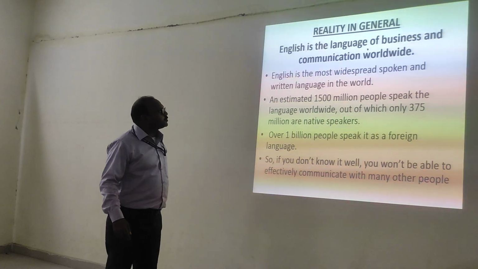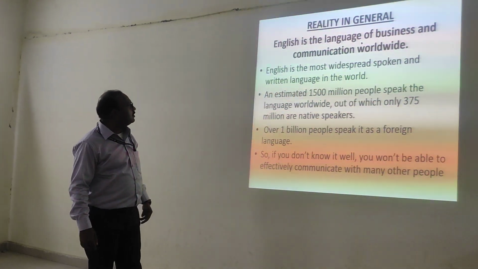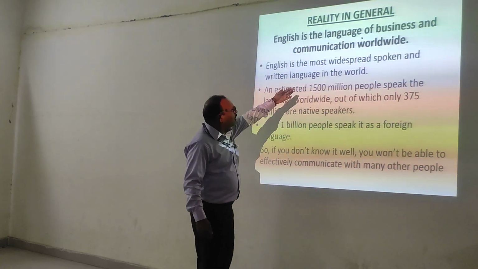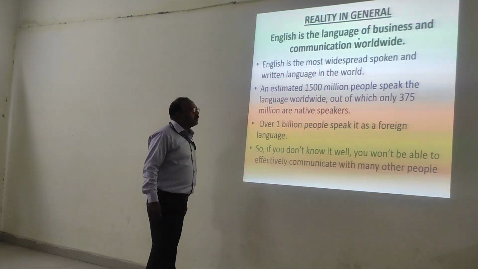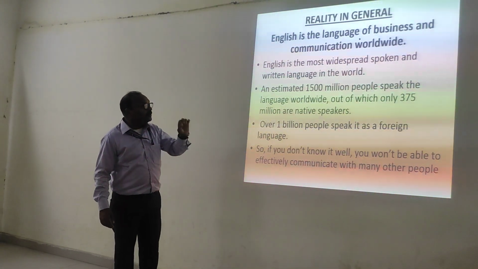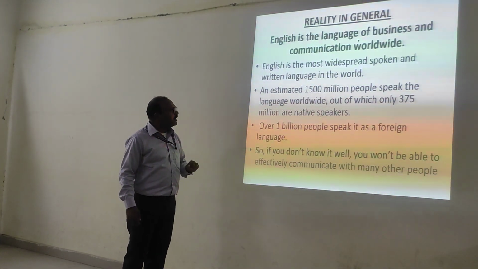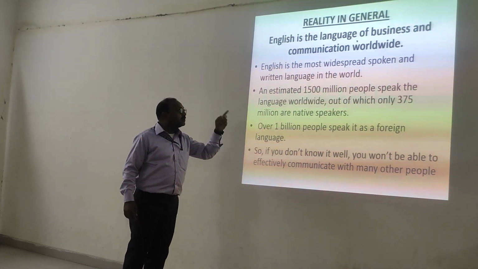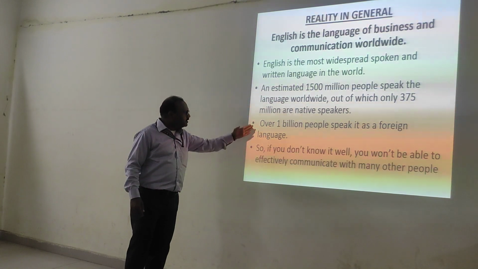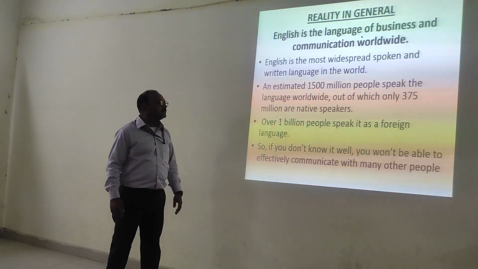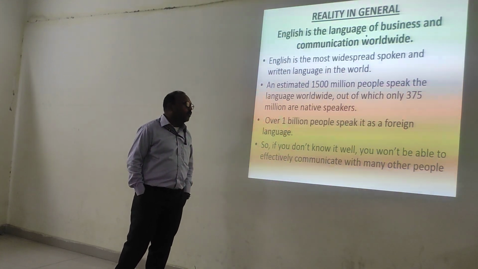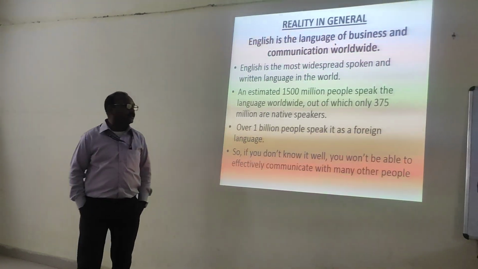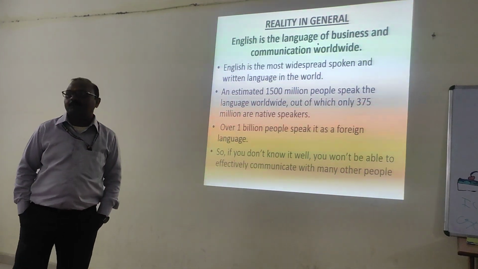English is the most widespread spoken and written language in the world, and an estimated 1,500 million people speak the language worldwide, out of which only 375 million are native speakers. That means over 1 billion people speak it as a foreign language. So if you don't know it well, you won't be able to effectively communicate with many other people.